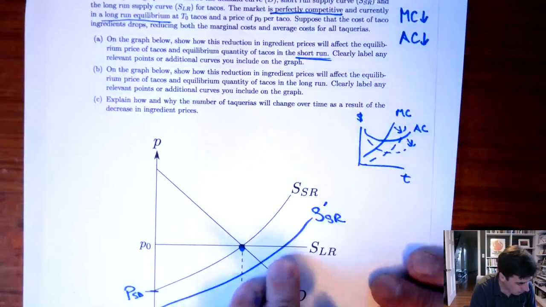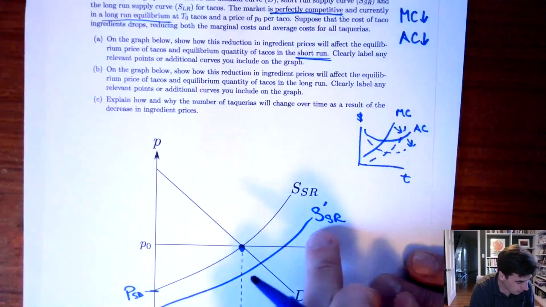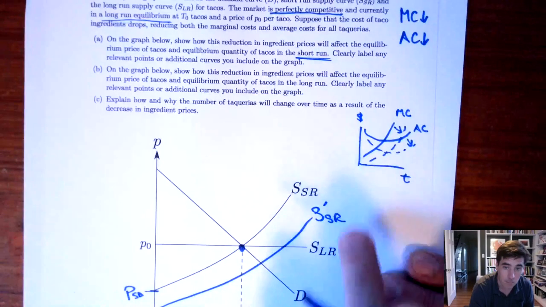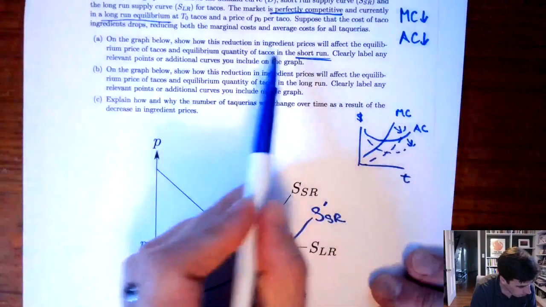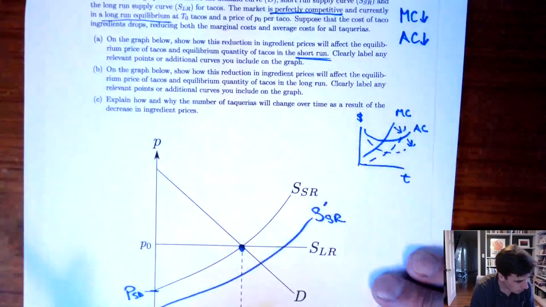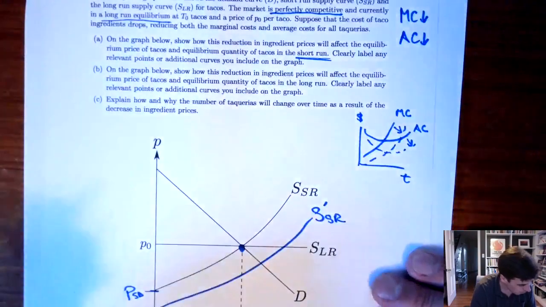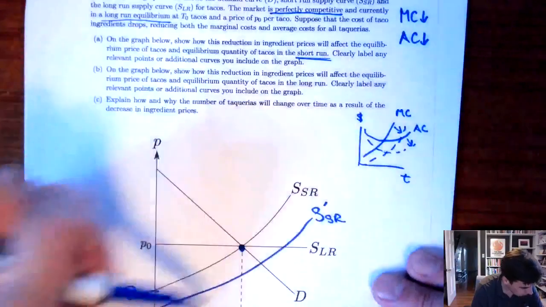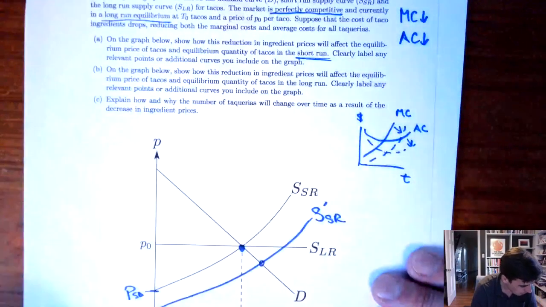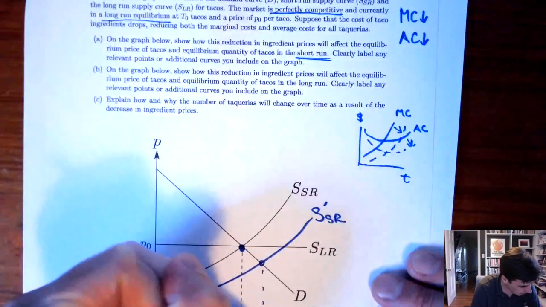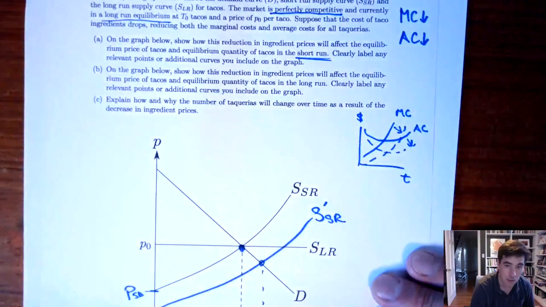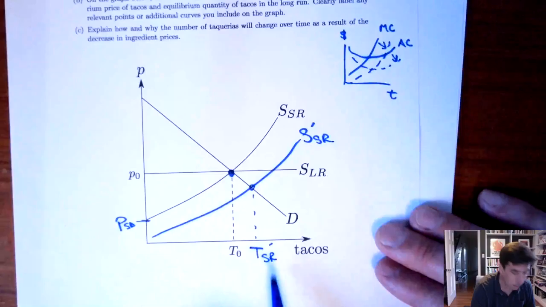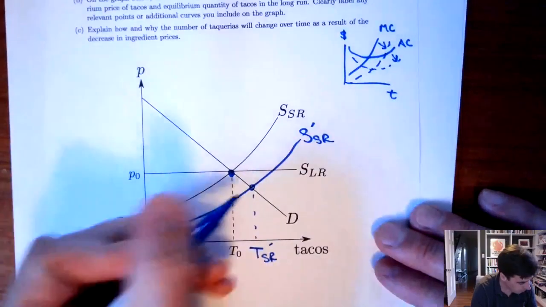All right, so I've got my curve on. I've labeled it as supply in the short run prime. So make certain it's clear that that's the short run curve here. All right, and what we're trying to show, though, is the equilibrium price of tacos and equilibrium quantity in the short run. So we're looking for short run supply intersecting demand. That's going to give me my new short run equilibrium quantity of tacos. All right, so once again, I want to label it clearly as short run.